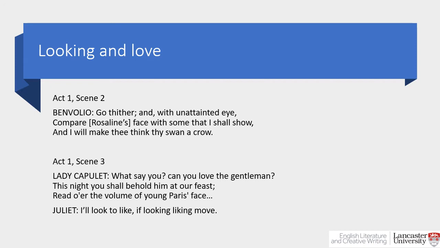In a similar way, the first time we meet Juliet in Act 1, Scene 3, her mother, Lady Capulet, is encouraging her to look at Paris, the man that she and her husband have chosen for Juliet to marry, and decide whether she can accept him. She tells her to look at his face, to read over it like a book, and Juliet promises, "I'll look to like, if looking liking move," which means I'll try, and also suggests that she hasn't yet learned the power of looking to make her fall in love, although that will change soon.